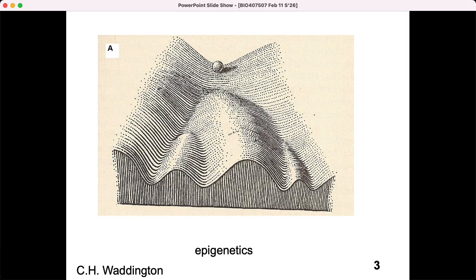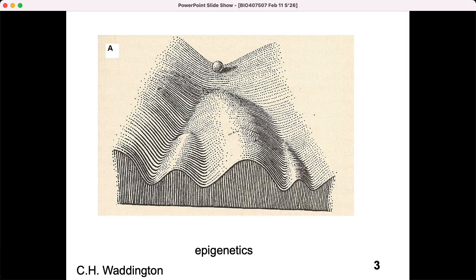And he created this drawing. And the drawing is like this, where the ball is starting at the genotype, and the ball is going to roll down and produce the phenotype. And the surface is an odd combination of both the environment, but also the potential the genotype has to get to the phenotype.